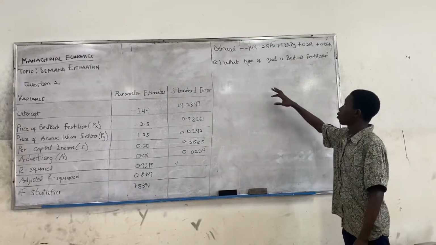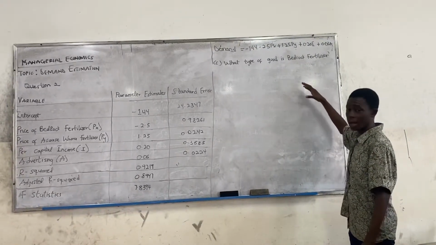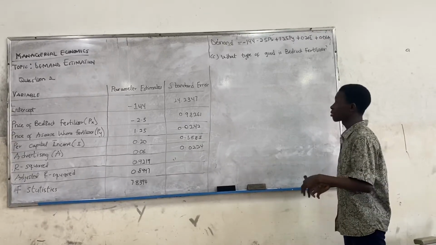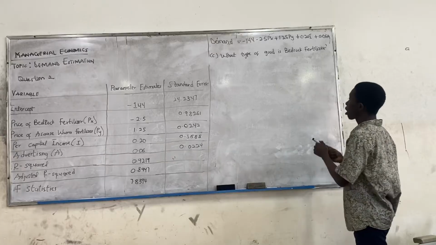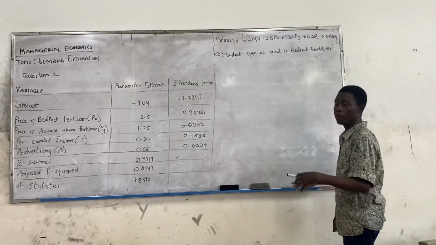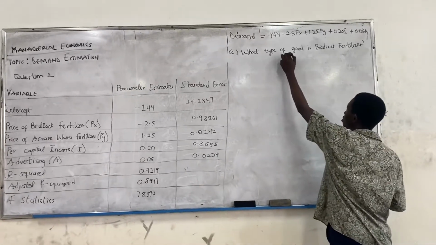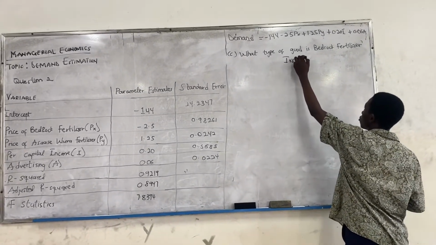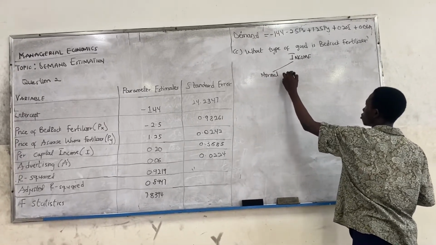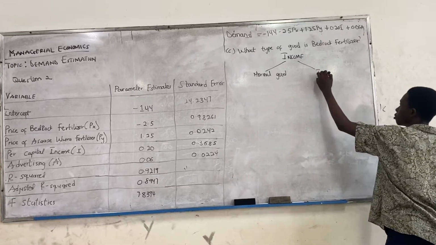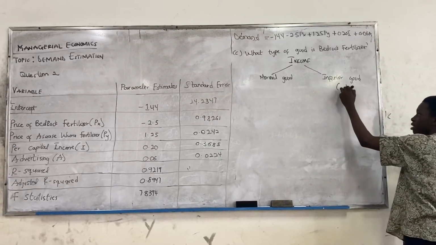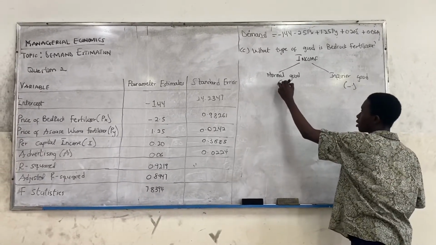Question C: what type of good is bedrock fertilizer? Remember, the type of good is normal good or inferior good, while the relationship is substitute or complement. So now, what type of good? We are referring to either normal good or inferior good, and these fall under income. If it's an inferior good, the coefficient is negative. If it's a normal good, it's positive.